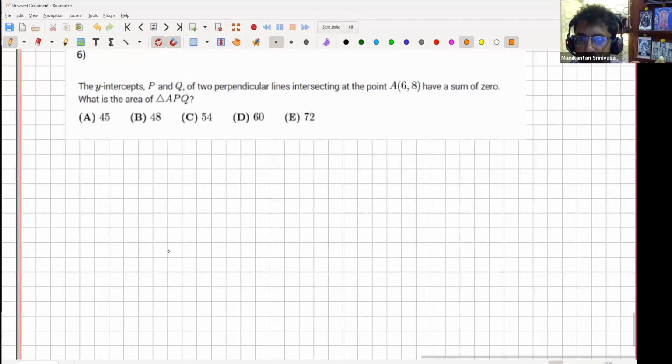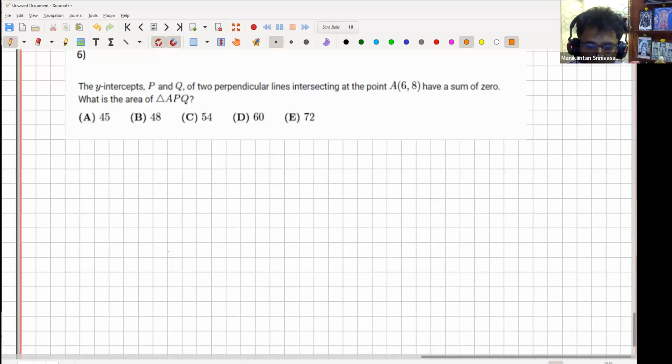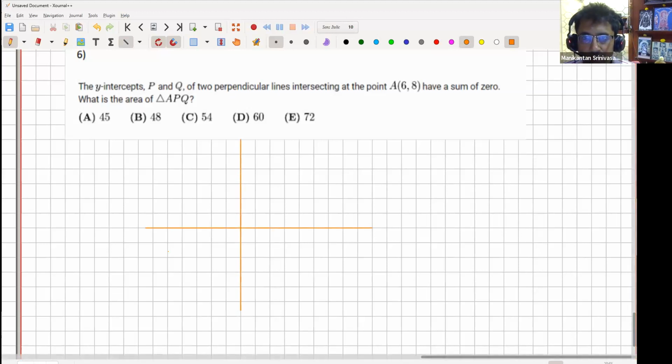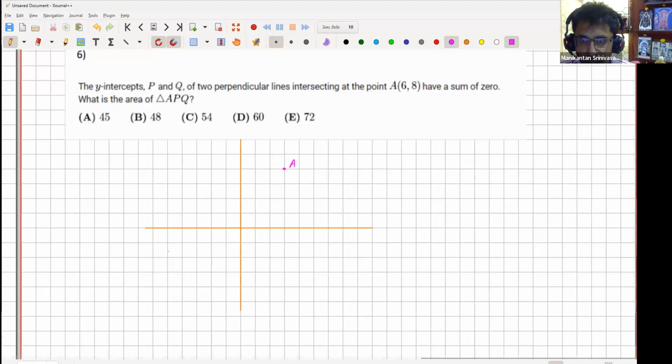All right, let's do this, right? So let me draw x-axis and y-axis. Okay, so there is a point 6, 8. Roughly on this grid it is somewhere here. Okay, 6, 8 is here. Now I have the y-intercepts. This is the point A, 6, 8.